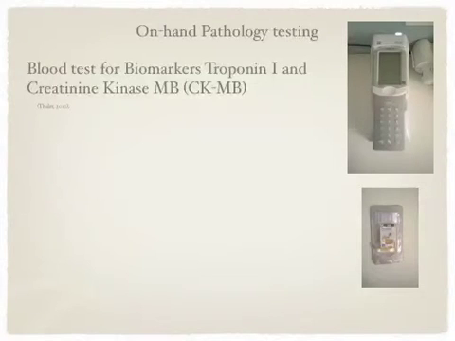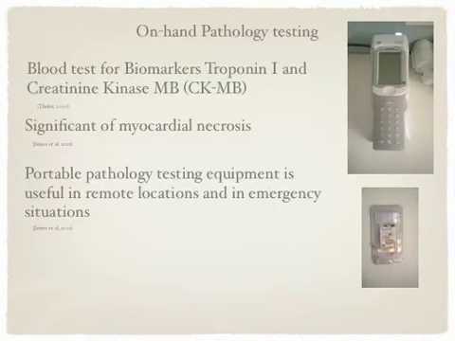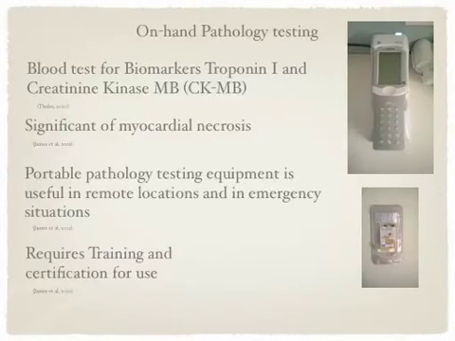A blood test for biomarkers such as troponin and creatinine kinase are important in assisting diagnosis and prognosis. These biomarkers are significant of myocardial necrosis. The non-availability of formal blood testing in remote locations and in emergency situations depends on the use of these portable pathology testing devices. Formal blood tests can be collected, and their bloods must be sent along with the patient when the retrieval services arrive. Use of on-hand pathology testing devices such as iStat machines require training and certification for their use.